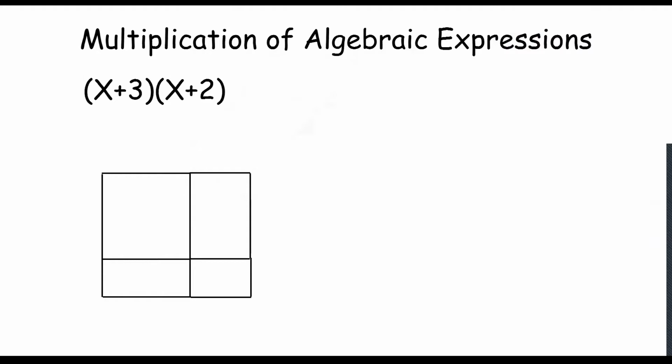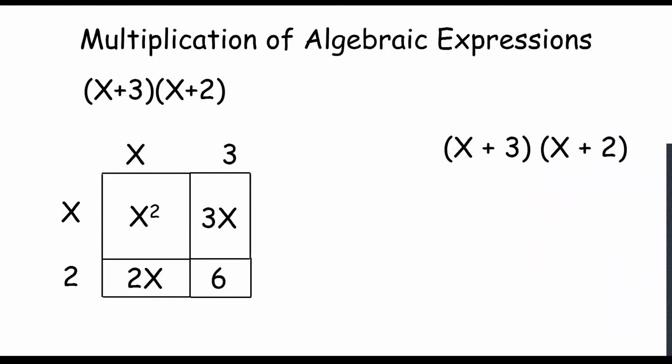Let's consider x plus 3 times x plus 2. Place x plus 3 along one side of the model and x plus 2 along the other. As before, this highlights that four sets of factors need to be multiplied together, resulting in four terms. X times x is x squared, x times 2 is 2x, 3 times x is 3x, and 3 times 2 is 6. Linking the distributive property to the model highlights the four resulting factors.